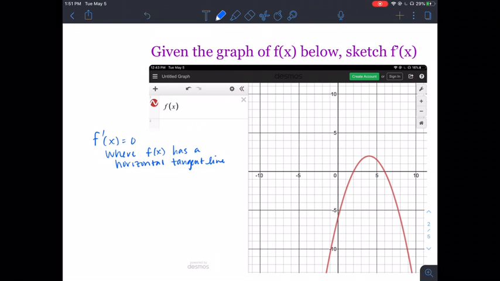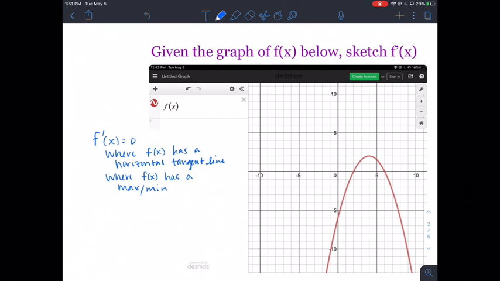But I'm looking for where does f of x have a horizontal tangent line? That's the same question as where does f of x have a max or a min? Where does f of x have a relative extrema? Those peaks or those valleys.